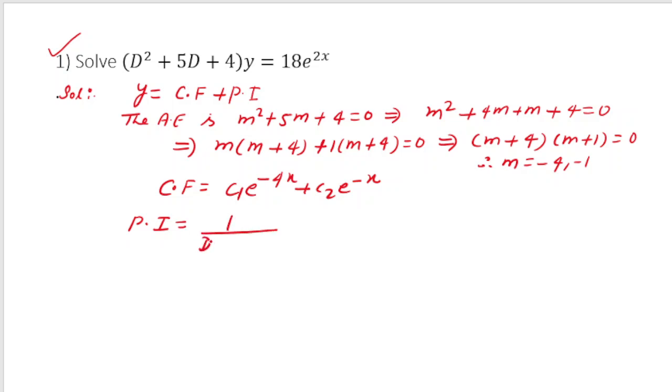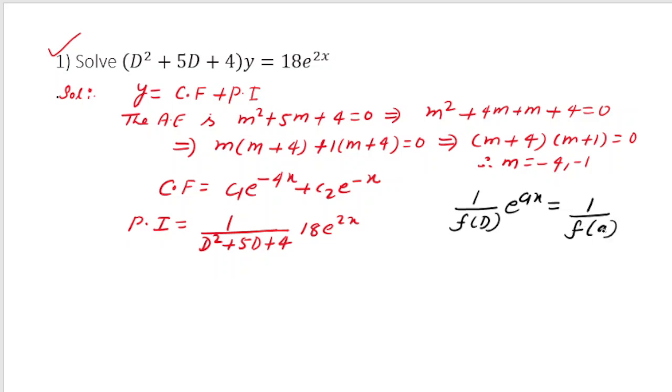The more important thing is to find the particular integral, and that is what this operator method is used for. So D square plus 5D plus 4, and that I need to operate on 18 e to the power 2x. Which result do I have to use? The result that I have to use is 1 by f(D), if I operate it on e to the power ax, it should be equal to 1 by f(a) e to the power ax, provided f(a) is not equal to 0.